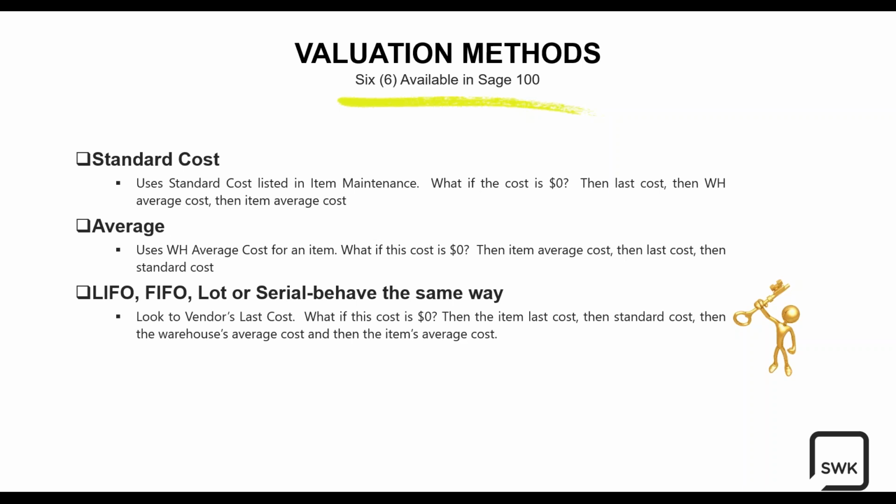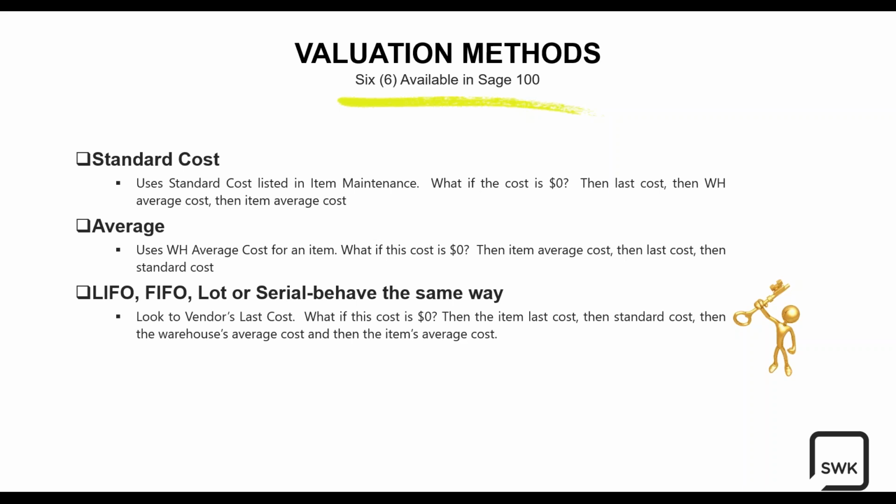What if the cost is zero? Let's say it's a standard cost item, the valuation for the item is standard cost, you go to enter a purchase order for it, but the standard cost is zero. If it is, then the system will look to the last cost. So if that standard cost is zero, it's going to say, do I have a last cost? If the last cost is zero, it'll look to the warehouse average cost, and then if that is zero, the item's average cost. Eventually, if it meets up with zeros all the way down the line, you're going to end up with a zero cost. But this is the logic that it goes through for a standard cost item when it's trying to find cost.